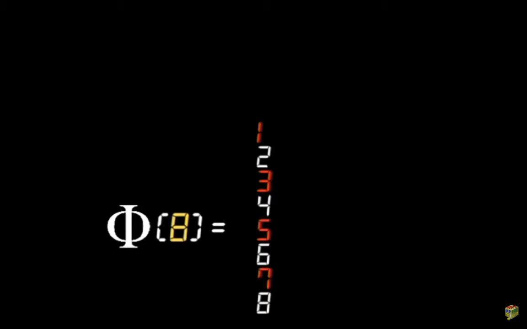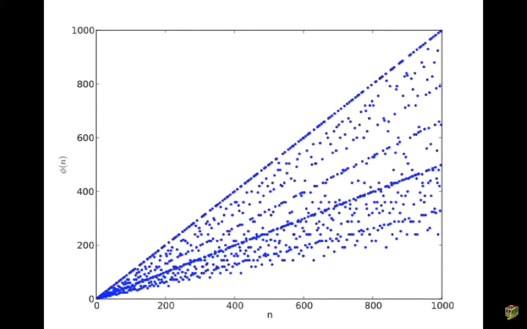Therefore, phi of 8 equals 4. What's interesting is that calculating the phi function is hard except in one case. Look at this graph. It is a plot of values of phi over integers from 1 to 1,000. Now, notice any predictable pattern. The straight line of points along the top represent all the prime numbers.